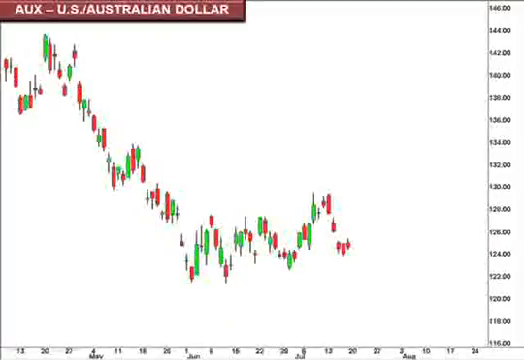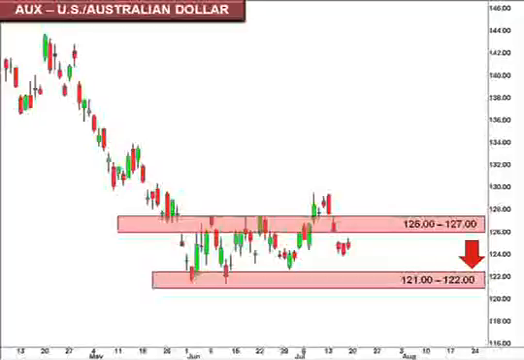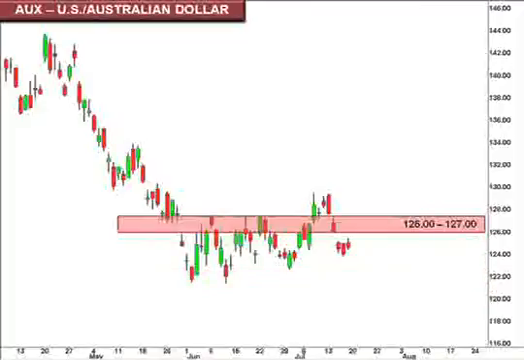The AUX, reflecting the US against the Australian dollar, sliced through the 126-127 focal zone after the anticipated pullback last week. Now, after such a big move, it is not unrealistic to expect a retracement back into the 126-127 range. However, failure to do so will have us targeting the 121-122 box on the downside.